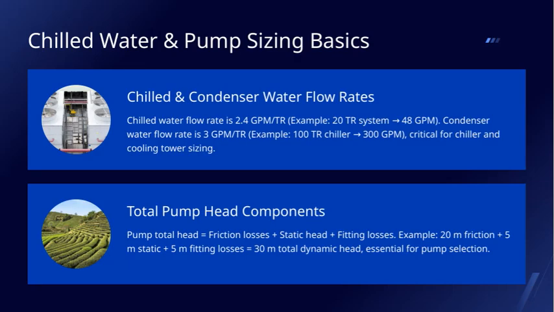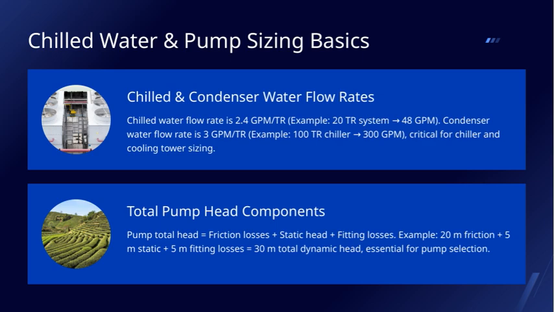Let's start by breaking down the concept of pump total head. Essentially, the total head that a pump needs to overcome is the sum of 3 main components: friction losses, static head, and fitting losses. For example, if we have 20 meters of friction losses, 5 meters of static head, and 5 meters of fitting losses, then the total dynamic head the pump must handle is 30 meters. This calculation is crucial because it directly impacts the pump selection process. Choosing a pump that can handle this total head ensures reliable system operation.